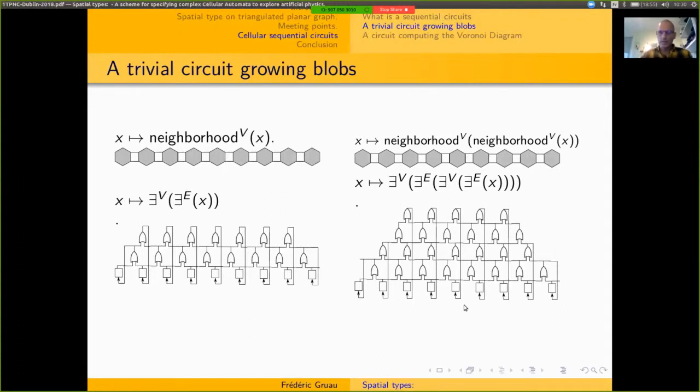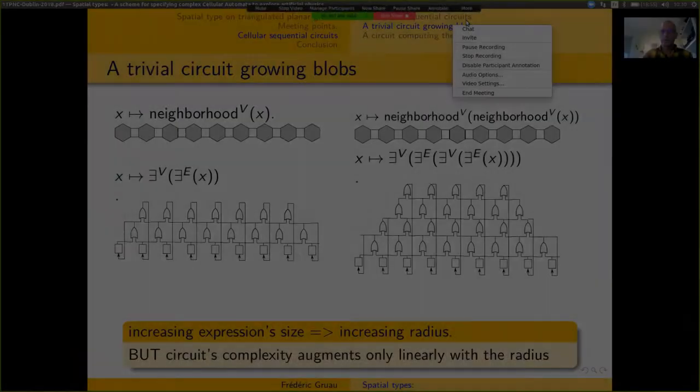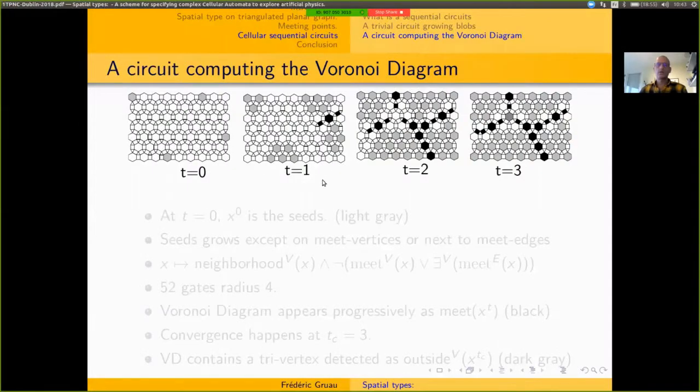And this shows that when you increase the expression size, you increase the radius, but the circuit's complexity augments only linearly with the radius. So naturally, when you use spatial types, you have expressions with high radius, but this is no problem. This is handled effortlessly. We will now show a non-trivial example of a circuit computing the Voronoi diagram.